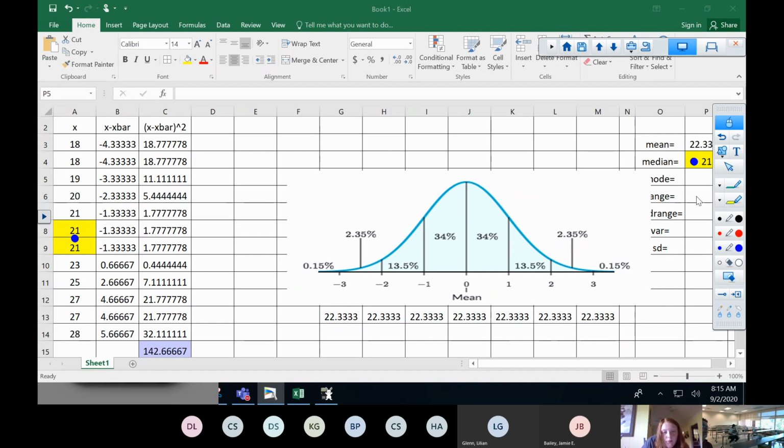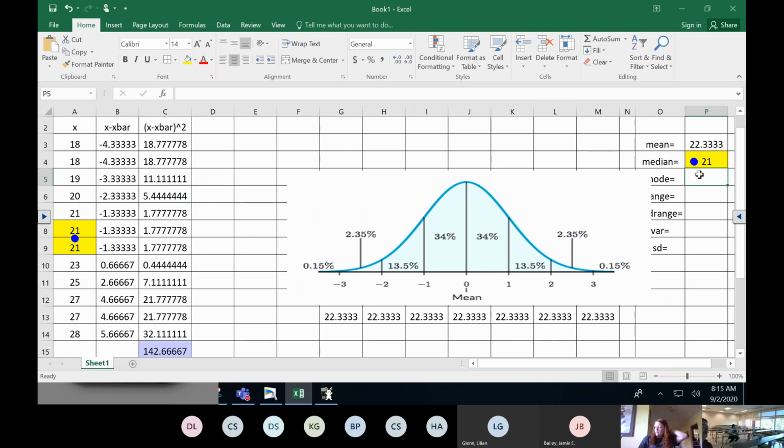No, I don't want to clear anything. All right, so let me get rid of this. The mode, which one shows up the most? 21. So 21 goes here. Remember, 21 is observed. The range equals the highest minus the lowest. Mid-range is equal to the average of the highest plus the lowest.